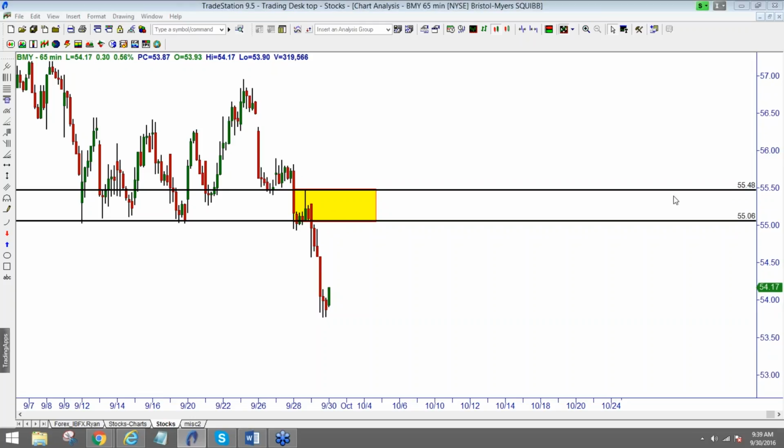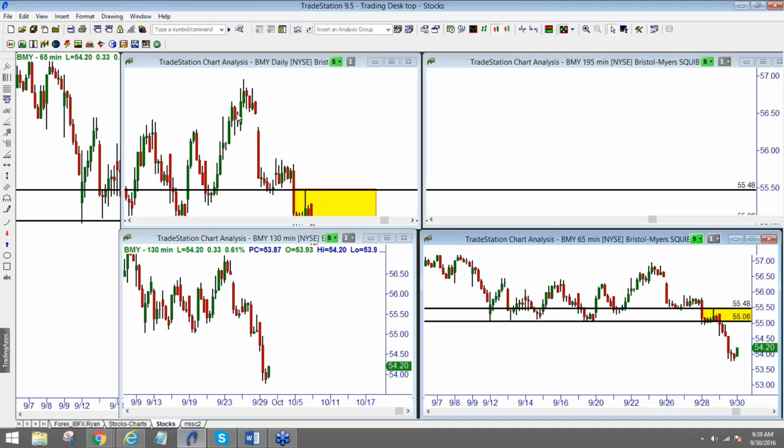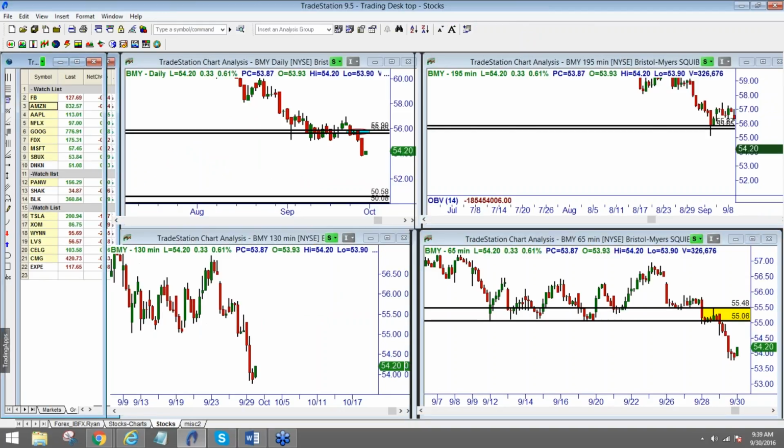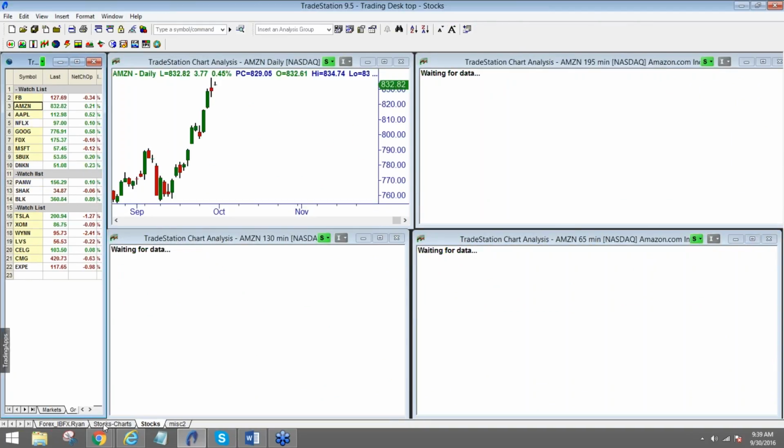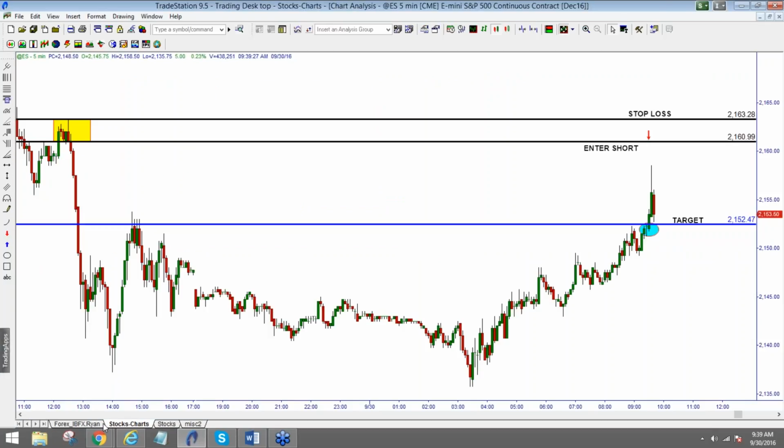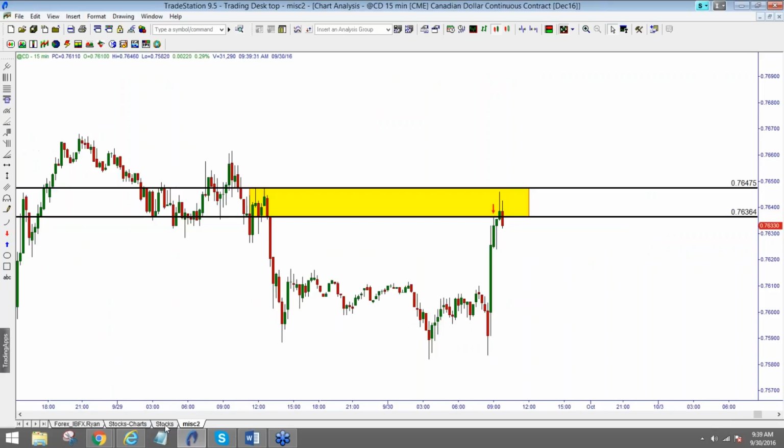Let's see. There we go. All right, Amazon. Actually, before I do Amazon, let me go look at that S&P trade and see if it got there. Nope, kind of backed off before it got there. Damn it. Oh, Canadian's starting to work a little bit. Let's see what happens there. I don't expect to get too much out of that.